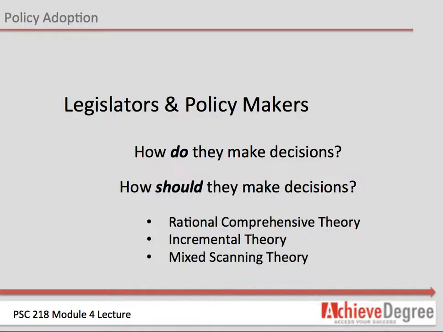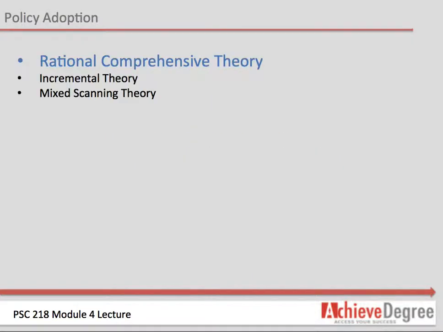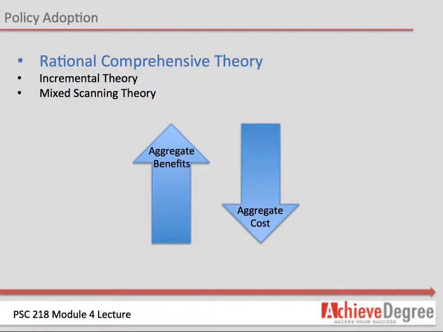mixed scanning theory. The rational comprehensive theory, not to be confused with rational choice theory, focuses on maximizing the aggregate benefits sought while minimizing the aggregate cost. What distinguishes this model from the rational choice model, see Module 1, is the word aggregate. Aggregate benefits may include equality along with increased income.